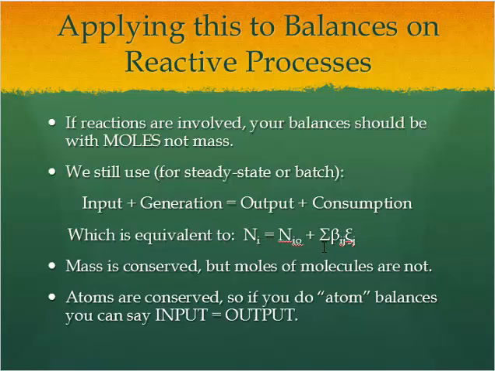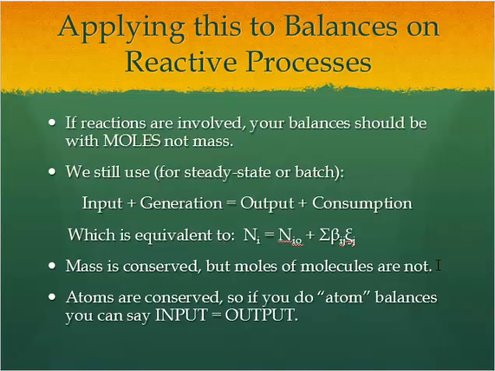I just simply need to remember that I have to add up for all of the reactions, the stoichiometric coefficients times the squiggle for each reaction. The other thing that's going to be really key is that I have to remember mass is conserved, but moles of molecules are not. This formula takes care of that, but I cannot just simply say that in equals out. I can, however, work with atoms. So atoms are conserved, and when I do an atom balance, I can, in fact, just simply say input equals output.